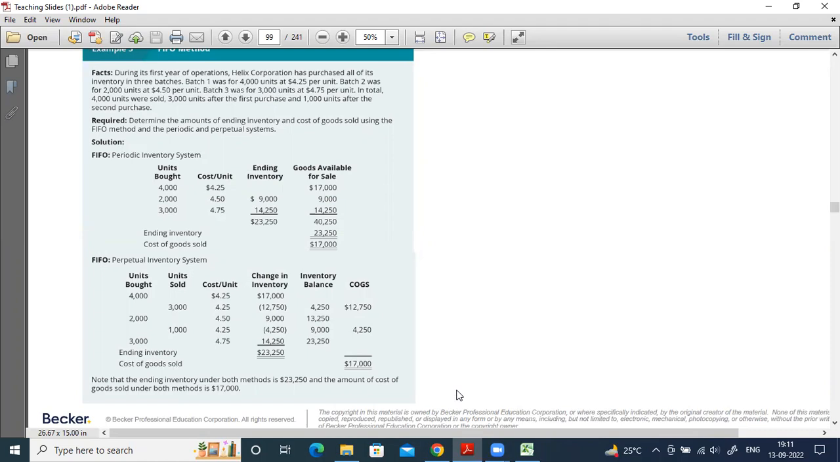Sir, perpetual and periodical, both answers are the same, sir. Generally, when you go with the first in first out method, both answers will be the same. But if you go with other methods like weighted average, the amount will change. Because here it is the first in first out method, that's why both amounts are the same. But if you apply the other methods, it will change.